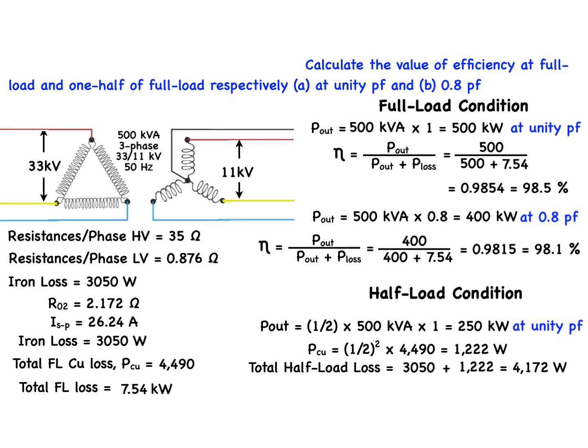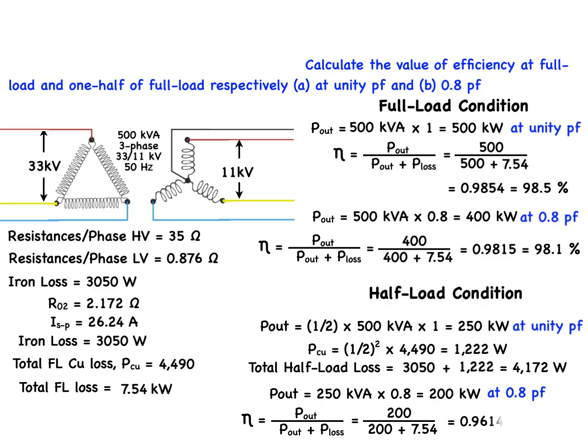The power out at a power factor of 0.8 is 200 kilowatts. The efficiency, again measured by the output power over the output power plus the power losses, and plugging in our actual values, we can calculate the efficiency to be 96.1%.